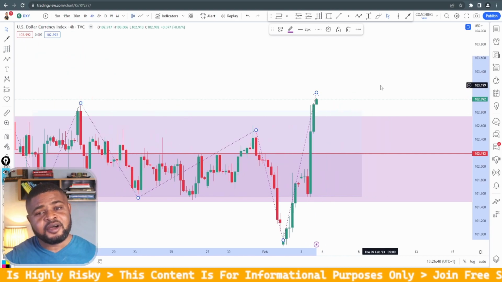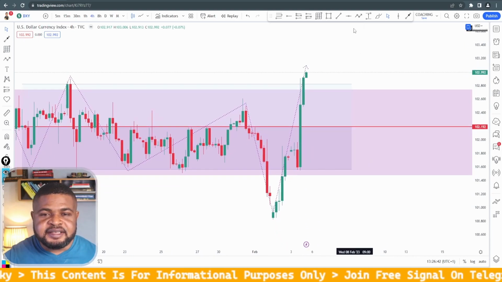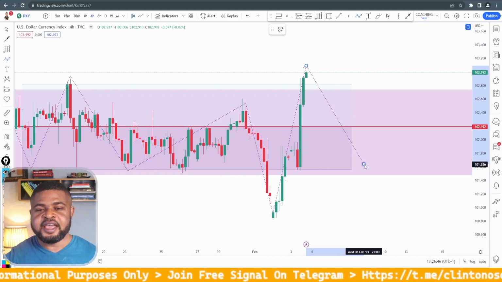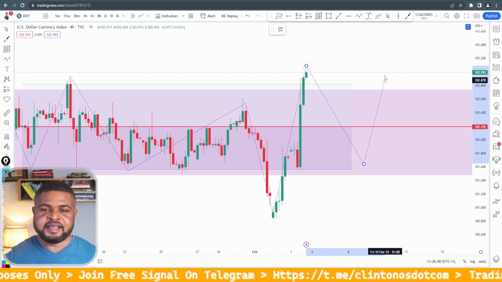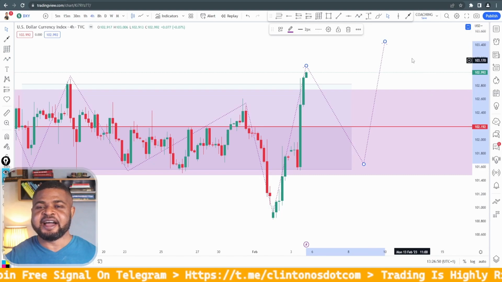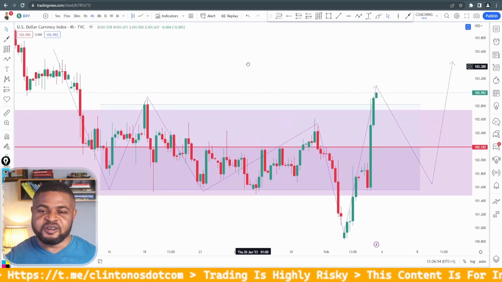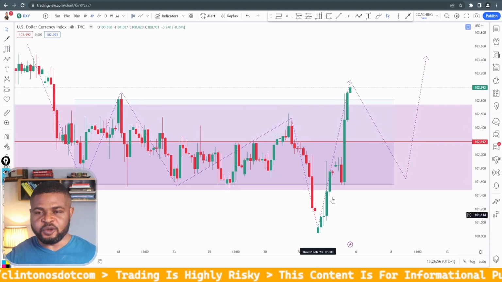Is that possible? Of course, that is likely possible if price comes back, makes a higher low, then price makes a higher high and maybe changes structure again. Who knows? We're going to be following what price is going to be doing.